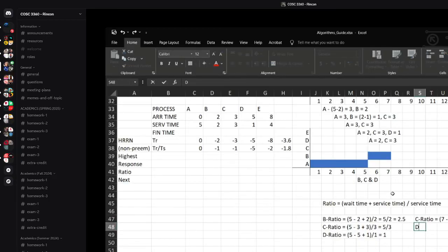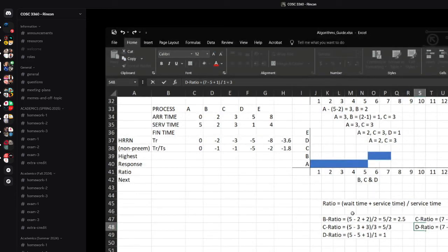And now we need to calculate the D ratio, which would be current time is 7, minus the arrival time, which is 5, plus the service time, which is 1, and then divided by 1. And this will be 2 plus 1, so this will be 3. Did I do that right? Yeah, so that will be 3.